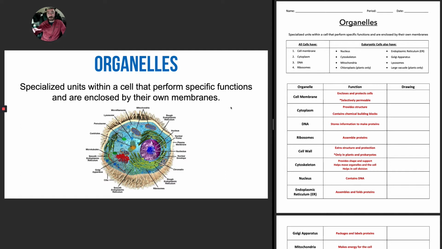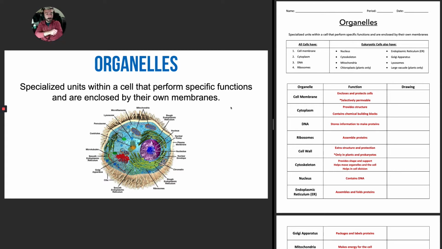So organelles, what are they? The definition we'll use to start: specialized units within a cell that perform specific functions and are enclosed by their own membranes. Now, fancy isn't necessarily the right word, but that is the very specific definition. The way I like to think of it, in more general terms, is that an organism has organs, right? You have a heart, you have a liver, you have lungs, your skin is an organ. Cells have organelles, or little organs.